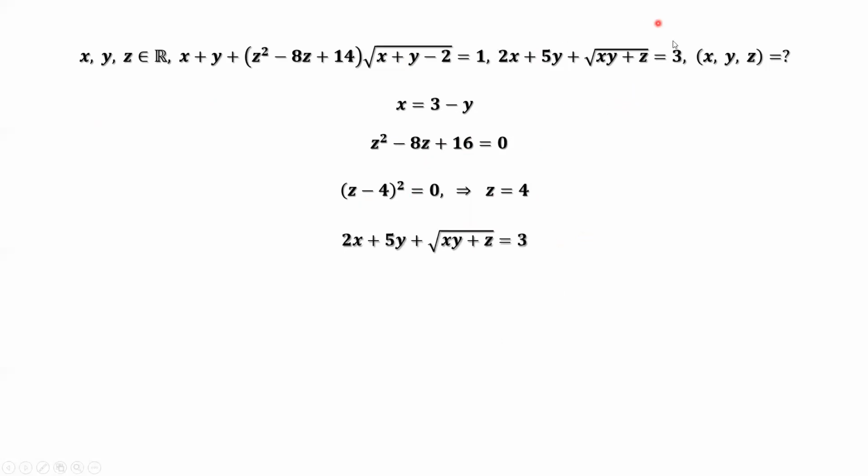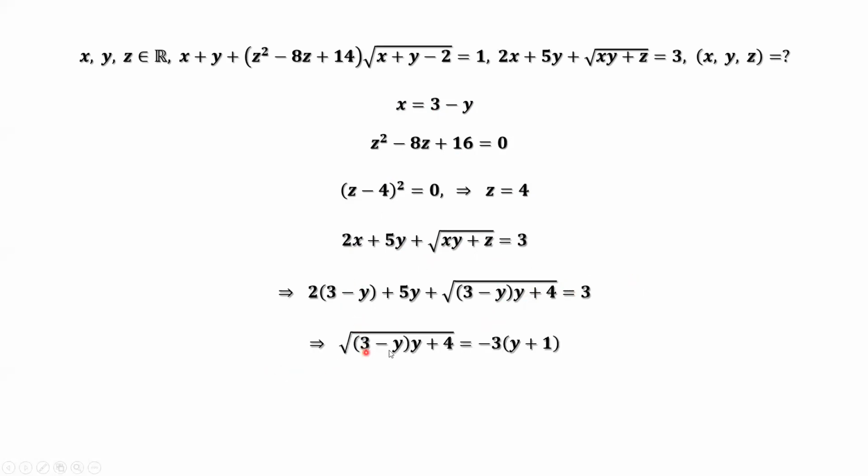This is the second given condition. 2x minus 5y plus square root of xy plus z equals 3. We replace x by 3 minus y here and here, and z by 4. We have this equation. This equation only contains one single variable, which is y. We want to solve this equation. Simplify this equation first. Square root of 3y times (y plus 4) equals minus 3 times (y plus 1).